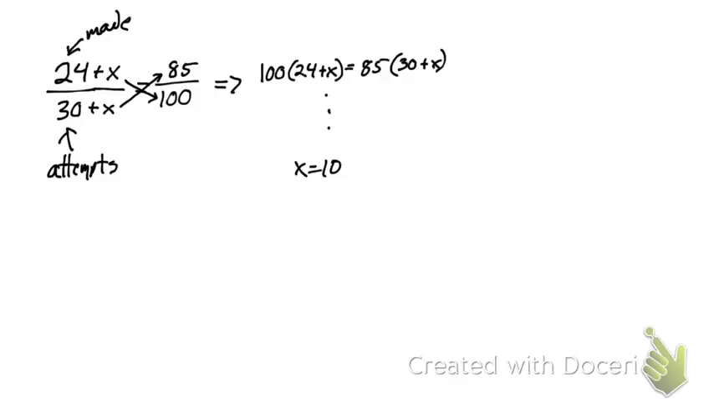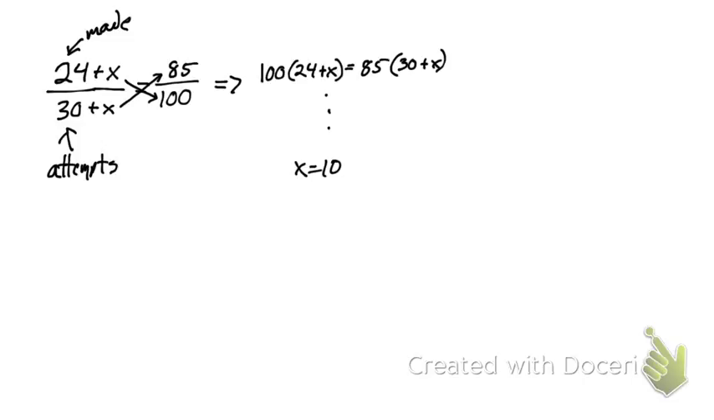Okay, yeah. The one I did was 24 out of 30 times 85 times 100. I don't understand why that wouldn't work. Because you did what now? I didn't add the x's or anything. I just did 24 over 30 times 85 over 100.